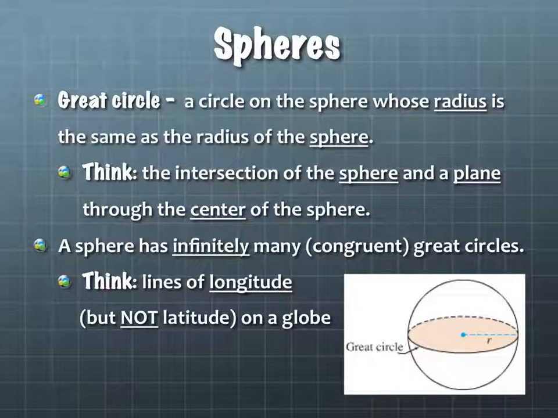Lines of longitude are great circles. Lines of latitude are not. Okay, so lines of longitude, those are the ones that go North Pole, South Pole kinds of things. They're not the only ones, right? But those would be great circles. Latitude goes horizontally around, right? And so it doesn't have to go through the center. The one that went through the equator would, but all other lines of latitude would not work.